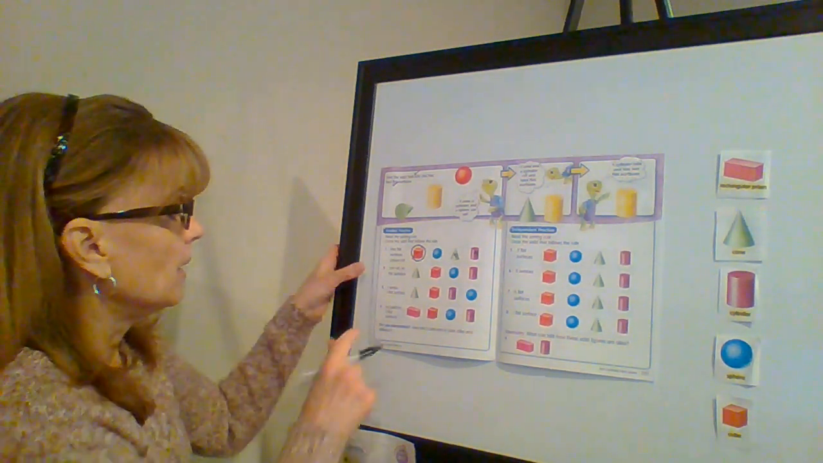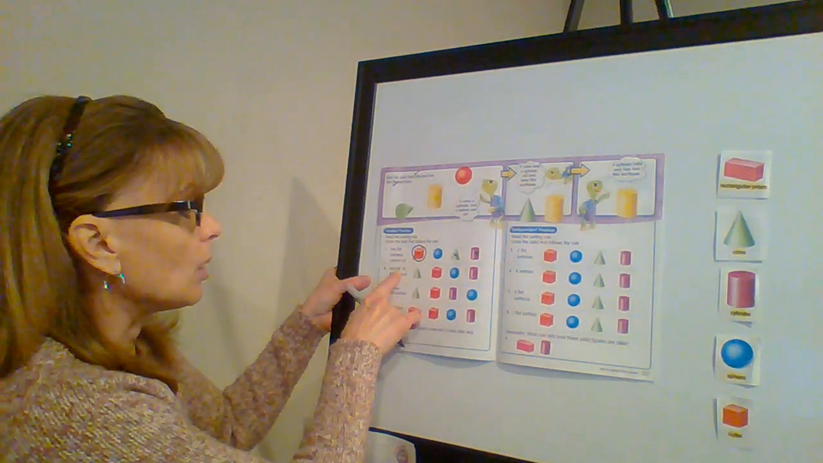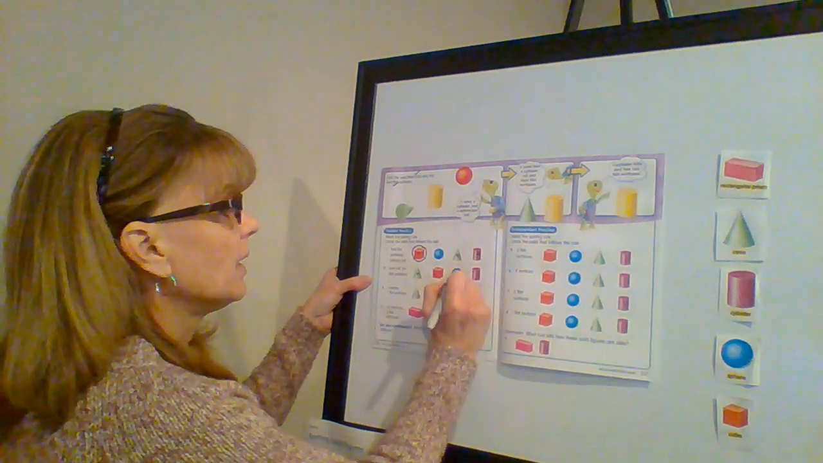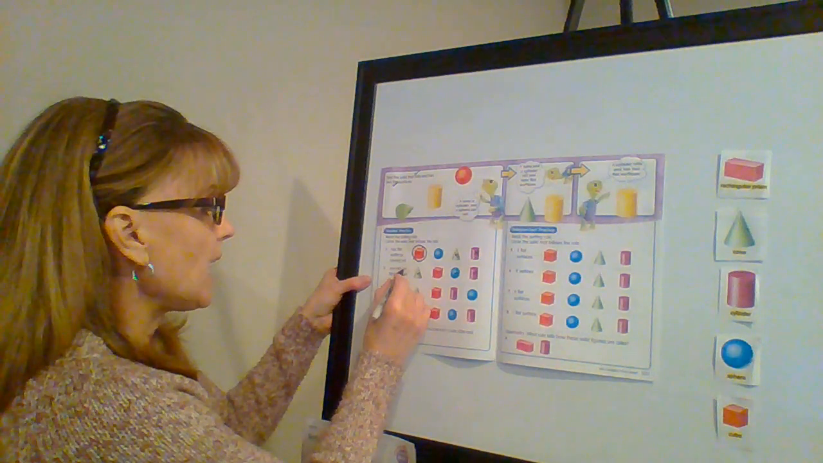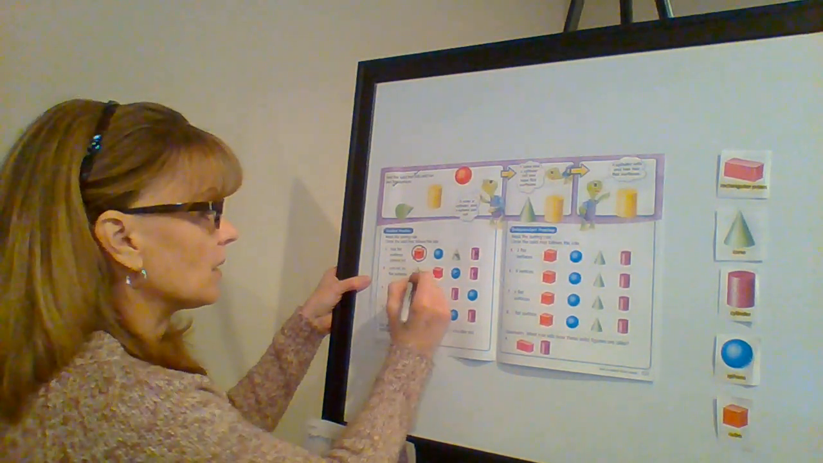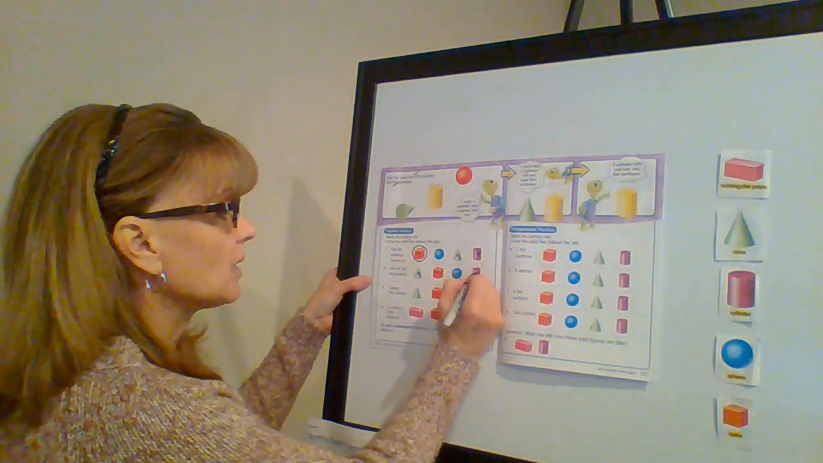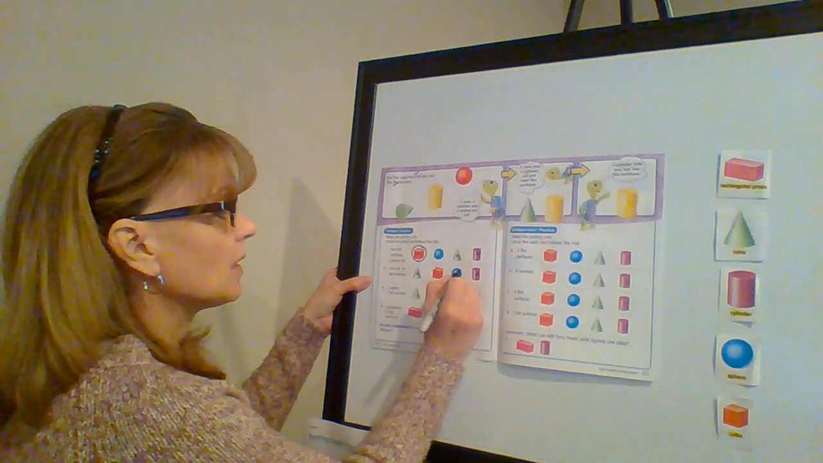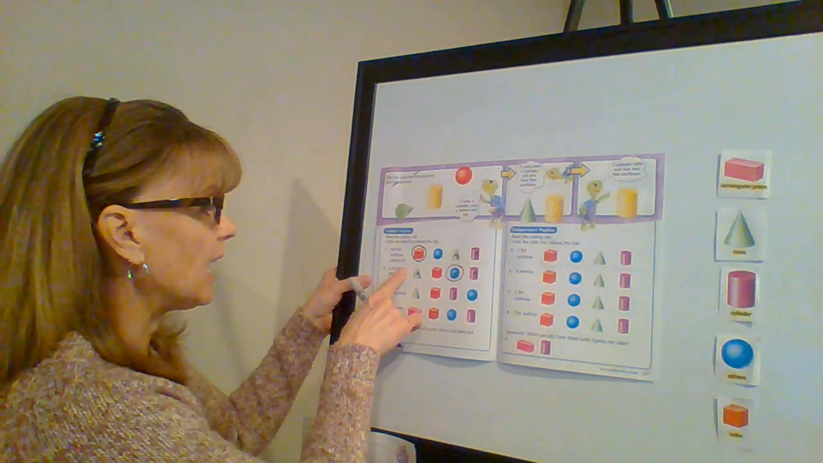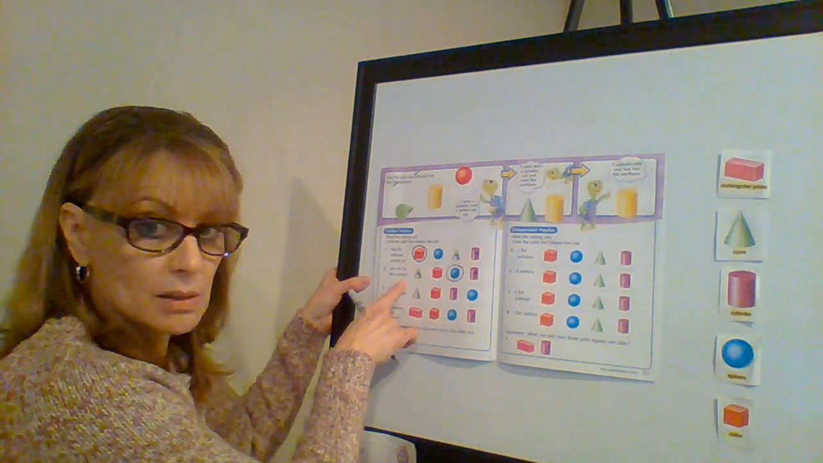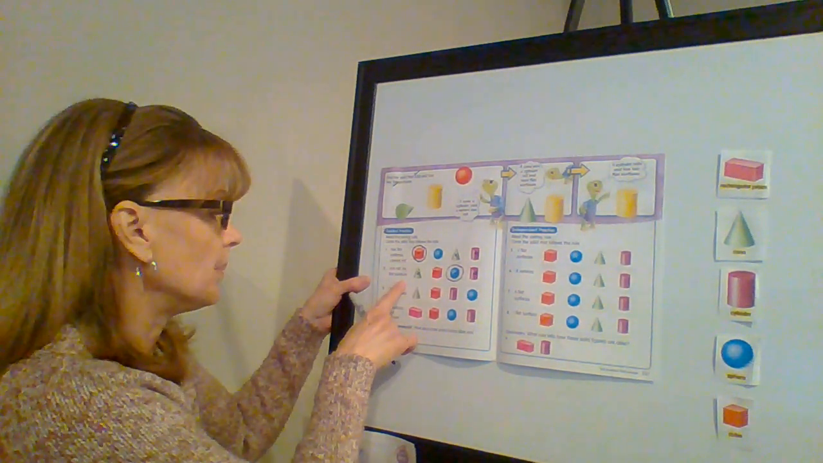Number 2, it says can roll. Well, this can roll, this can roll, and this can roll. Which one has no flat surfaces? That has a flat surface. That has a flat surface. So this is the only one that can roll and has no flat surfaces. Has to follow both parts of the rule.